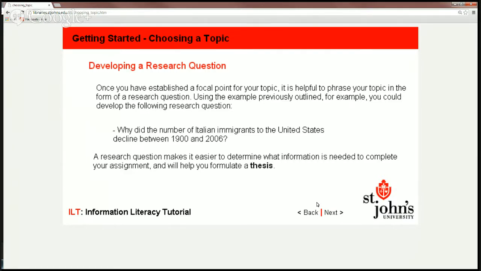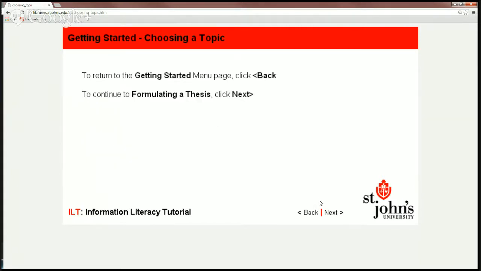So why did the number of Italian immigrants increase? How did the number of Italian immigrants increase? In what ways? All those kinds of things, you can use the kind of W's to work out a question. Okay. The research question will then help you formulate a thesis. Okay.